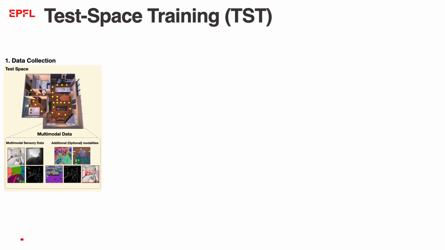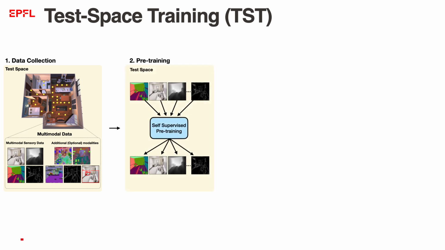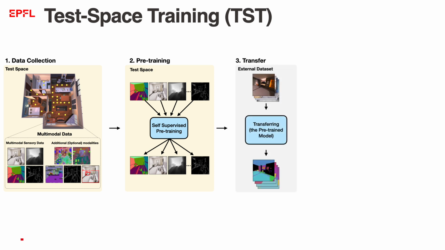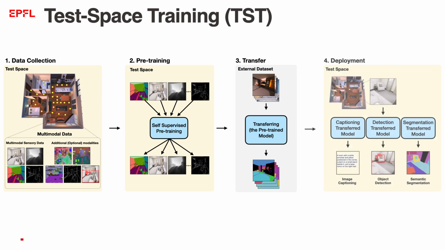Putting this together, test space training has 4 stages. First, we collect unlabeled multimodal data from the test space. This can include RGB images, depth, and other sensory or derived modalities. Second, we use this data for self-supervised pre-training. Third, to solve a downstream task, we transfer the pre-trained model using a small labeled dataset from external spaces. Importantly, these labels do not come from the test space. Finally, the transferred model is deployed and evaluated back in the same test space where it was pre-trained, on tasks such as semantic segmentation, object detection, and image captioning.